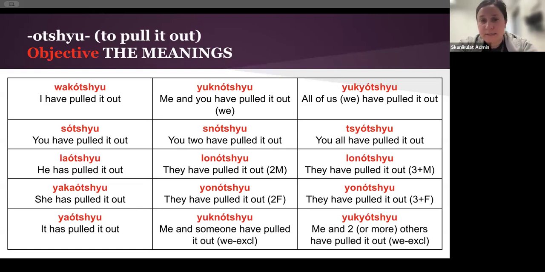Zochu, you have pulled it out. Lao chu, he has pulled it out. Recent past tense, it just happened. Yagao chu, she has pulled it out. Yao chu, it has pulled it out. Yunguno chu, me and you, we have pulled it out, and so on. So you could go through the rest of the meanings here.